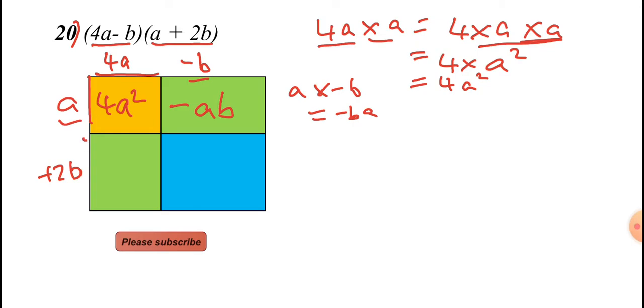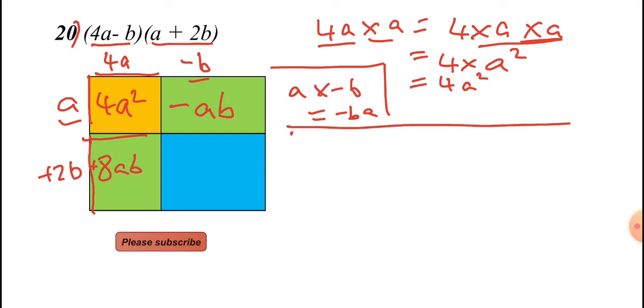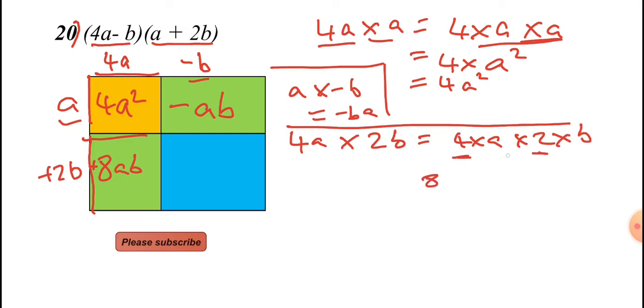And then I've got 4a times 2b. 4 times 2 is 8, and then a times b is ab, so 8ab, and because it's positive it will be plus. Just to explain that a little bit, 4a times 2b is the same as saying 4 times a times 2 times b. So 4 times 2 is 8, and a times b is ab. So that's how I got 8ab.